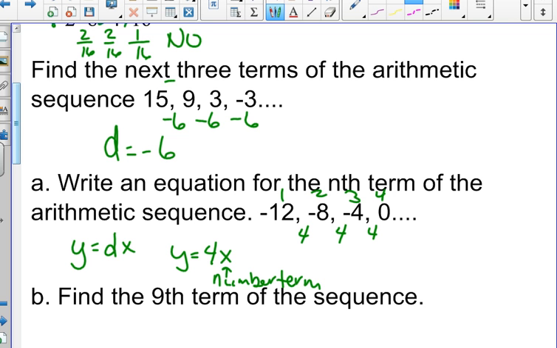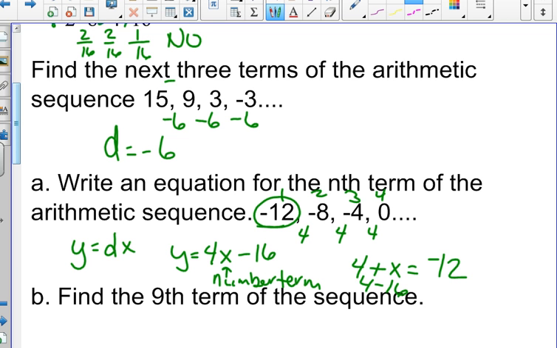Now we check it to see if it works. The term is 1. 1 times 4 is 4. That didn't give us -12. So what plus or minus 4 is equal to -12? So it's 4 minus 16. So 4x minus 16 is our equation for this sequence.